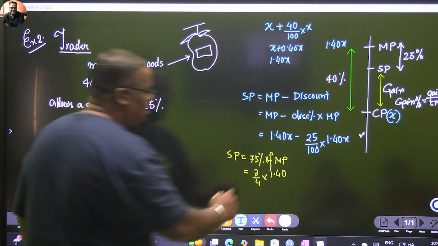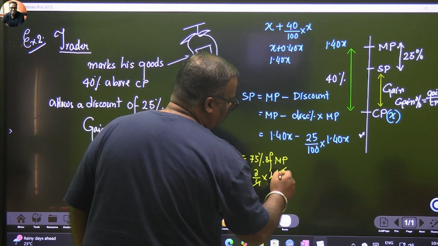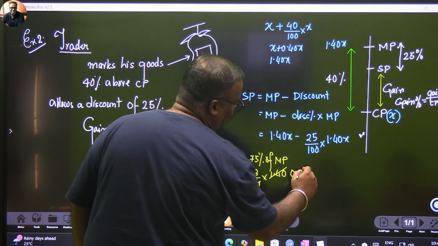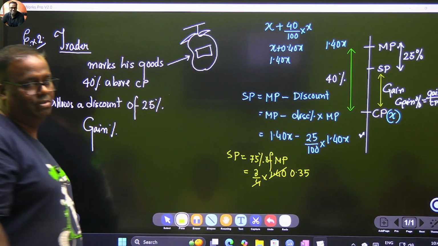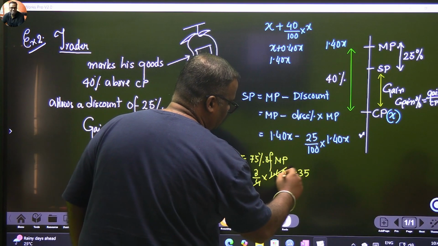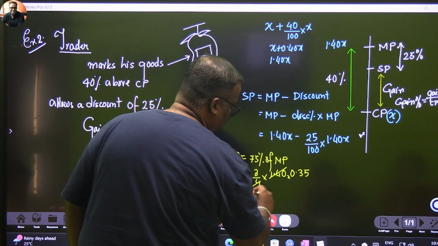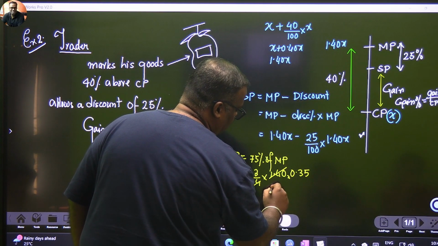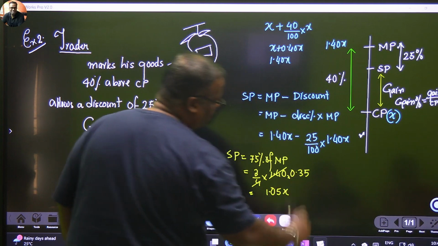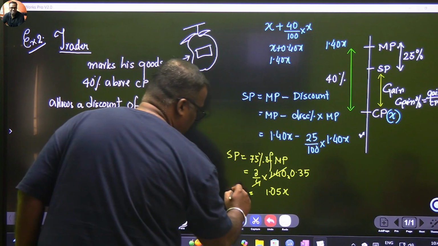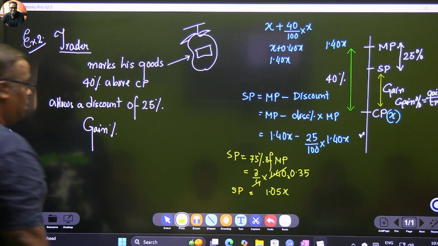Right. So let's multiply this. 3/4 of 1.40 is 0.35, and multiply 0.35 with 3. So 3 fives are 15, 5 and 1 carry over, 3 threes are 9 and 1, 10. 1.05X is your selling price. Okay? Have you understood this much?